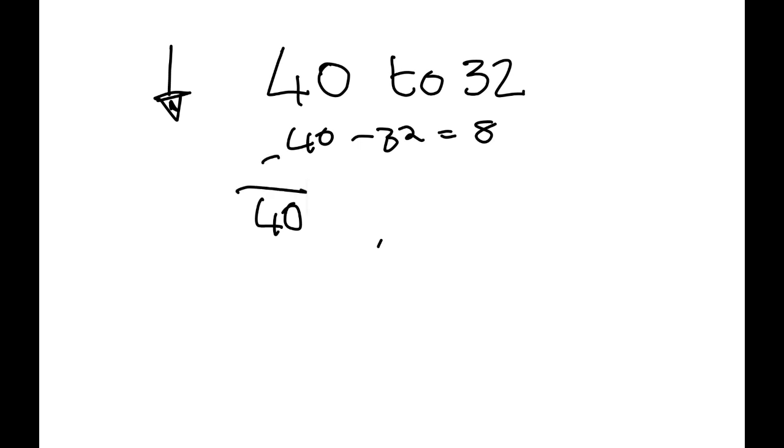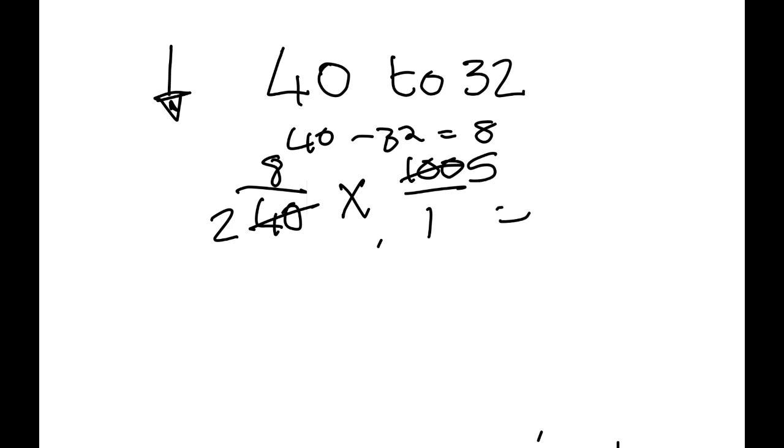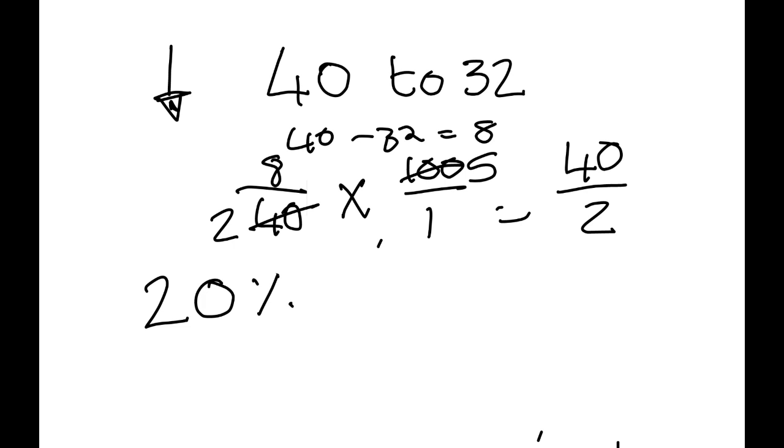Okay, let's look at the next example. 40 to 32, that is a decrease. It becomes less. 40 minus 32 equals 8. When I write my fraction, my original number was 40. The difference between the two is 8. And then I times it by 100 over 1. 20 goes into 40 twice. 20 goes into 100 5 times. 8 times 5 is 40. 2 times 1 is 2. 40 divided by 2 is 20%, is my answer. And I saw that it was a decrease, which has to form part of your answer.